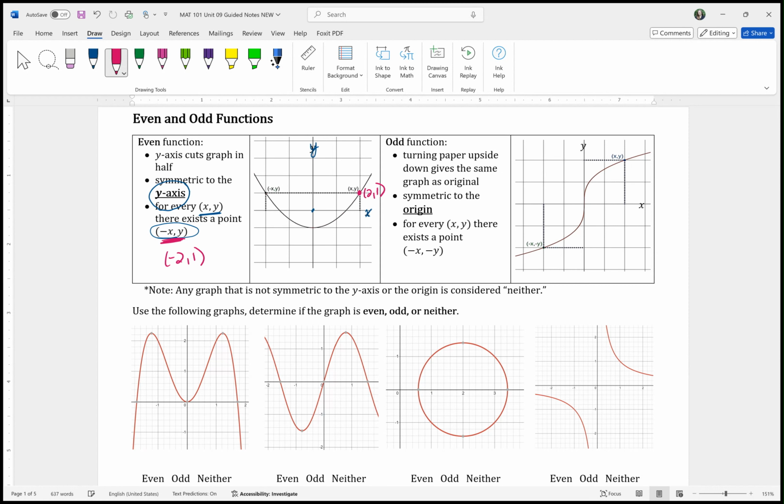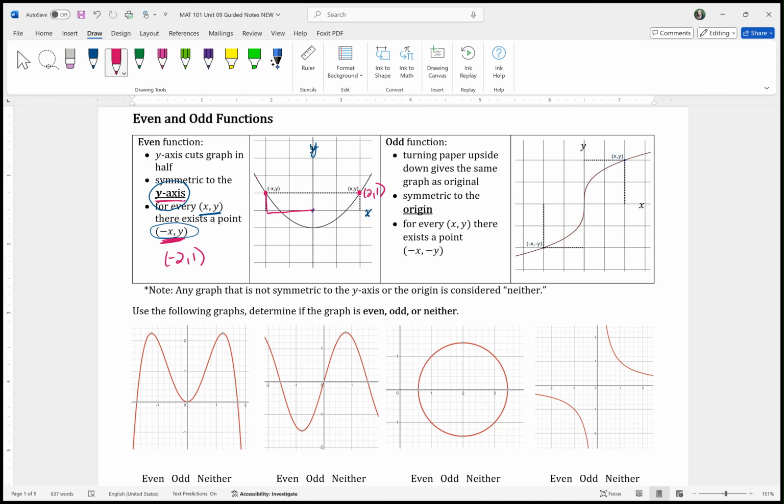So let's check that. (-2, 1). That is also on this parabola. So that is telling me this is an even function, okay? So again, we're focusing mostly on the y-axis, or you can pick a point and then check to see that the x value has changed sign and that point is also on the graph, okay?